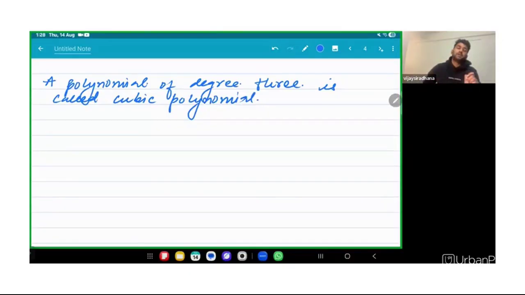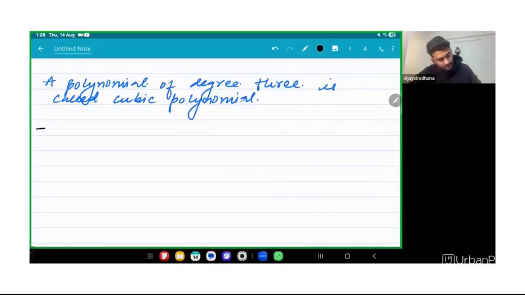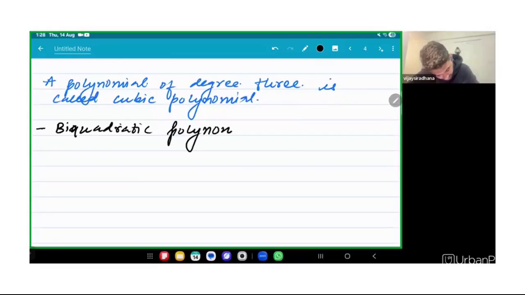Is called a cubic polynomial, right? Now the next one, which is biquadratic polynomial. Biquadratic polynomial.